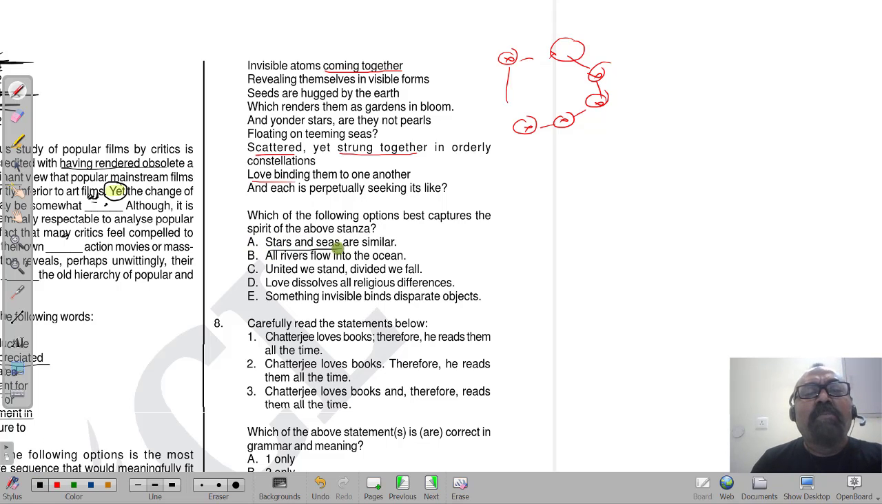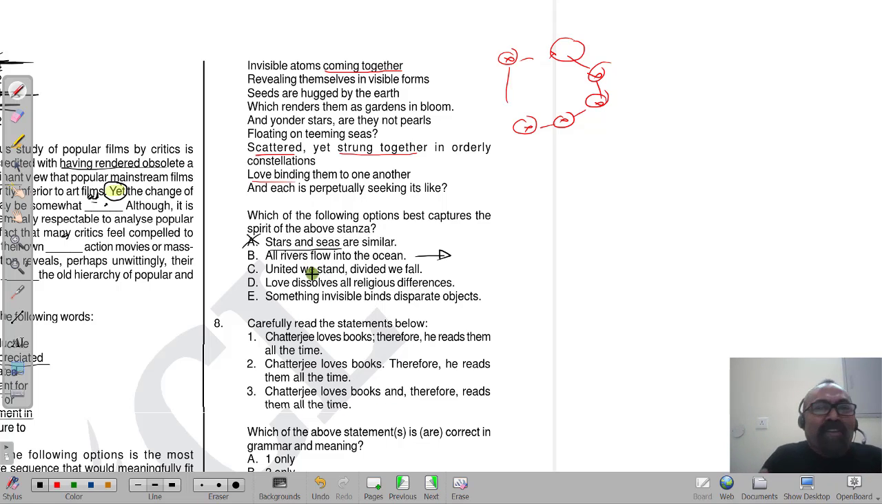Stars and seas are similar. What? No. All rivers flow into ocean. Now, this is kind of saying the destination of something. There is a destination for something. That's not what he's saying. It's not saying that everything has a destination. It's more like saying that everything is coming together and becoming something amazing.